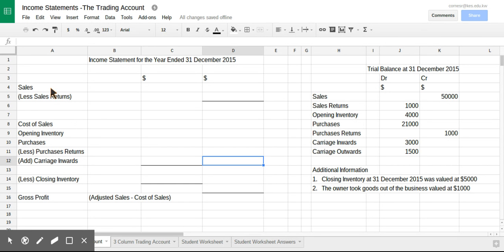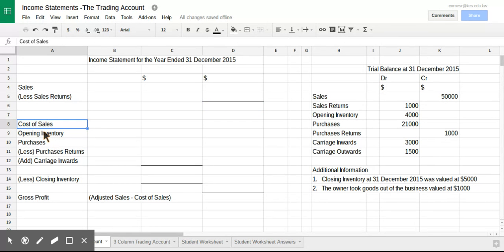The top area will always have sales in and will always have less sales returns. And we do that because we want the real value of our sales. We don't want to look at what we sold and then goods came back, but what we're finding out is the actual sales for the year.